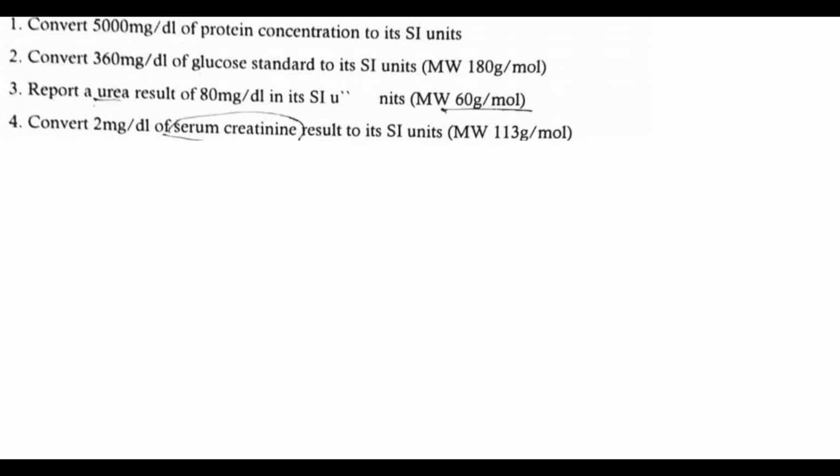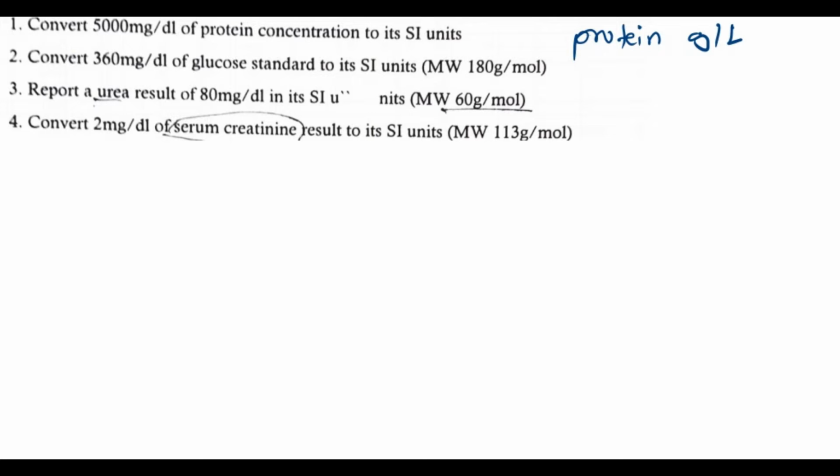these questions. So the first question is saying convert 5000 milligrams per deciliter of protein concentration to its SI units. It is very important for you to know the SI units of protein. That will be the clue. So what are the SI units for protein? When we're talking about proteins, the SI unit for proteins is grams per liter.